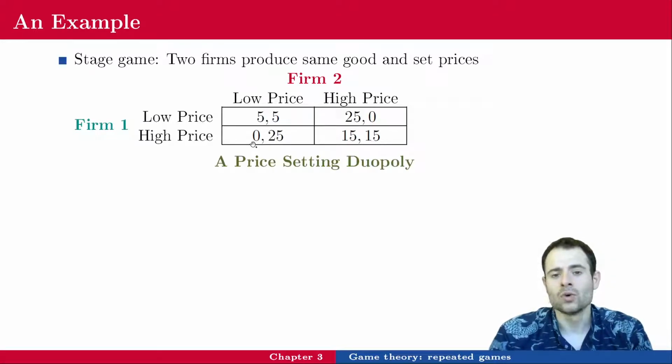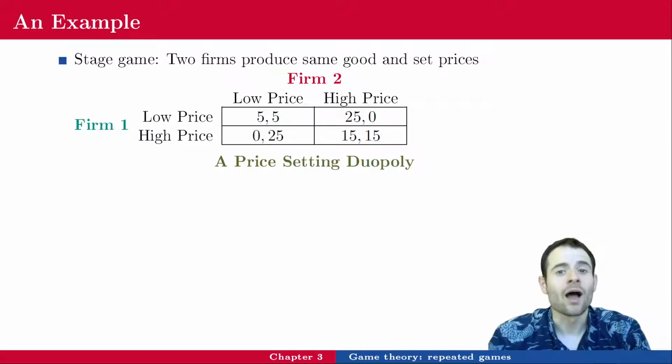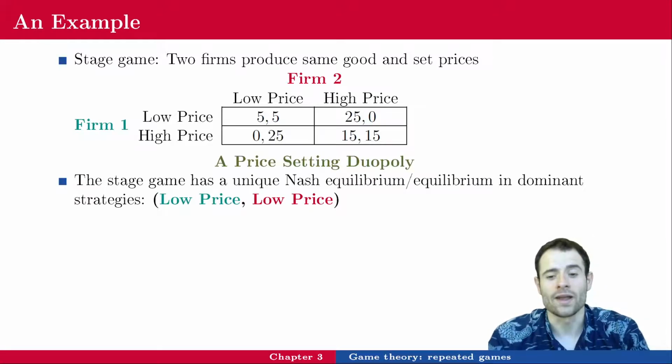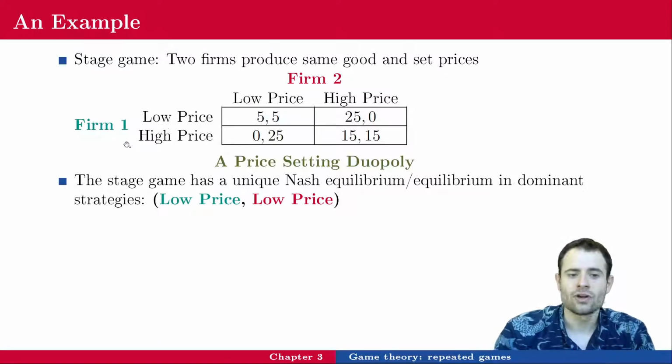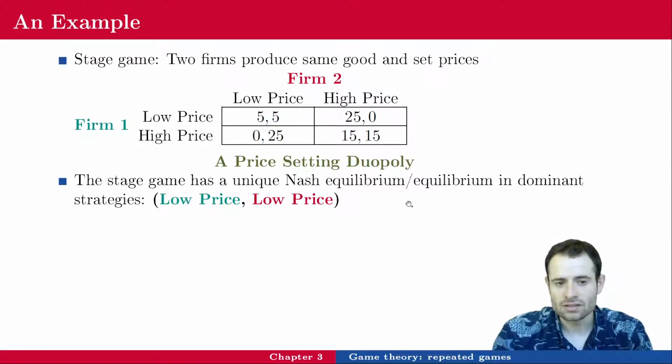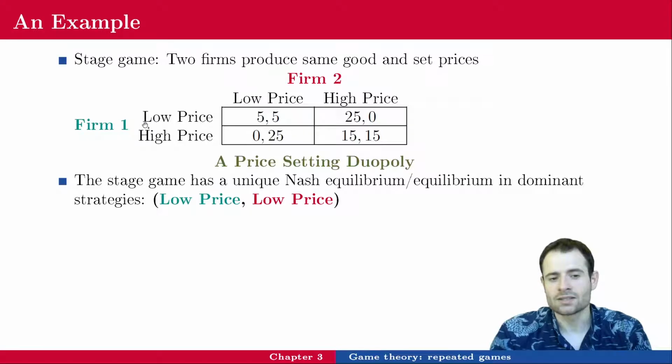We have gone through this game in the first game theory lectures, so by now you should be familiar, and you should know how to find the Nash equilibrium. How many are there? 1. It is in dominant strategies. Setting a high price is never a best response. If the other firm sets a high price, sure, firm 1 could set a high price as well and make a profit of 15, but it could also set a low price to make a profit of 25.